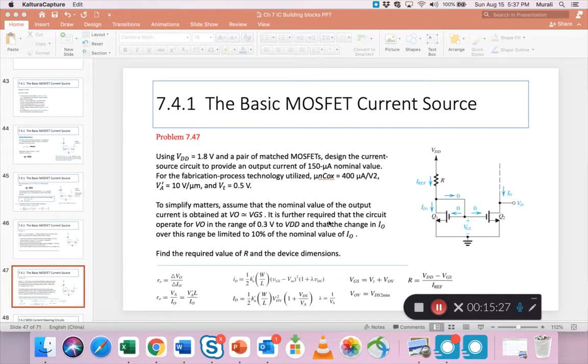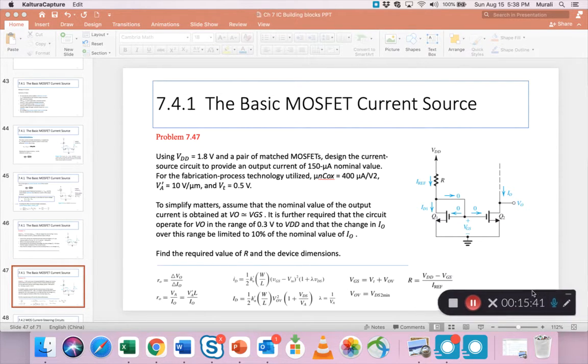It is further required that the circuit operates for V output in the range of 0.3 to VDD and that the change in IO over this range be limited to 10% of the nominal value of IO. Find the required value of R and the device dimensions. That means W by L and so on, because that is not given. A lot of other information is given, but the W by L and L are not given.